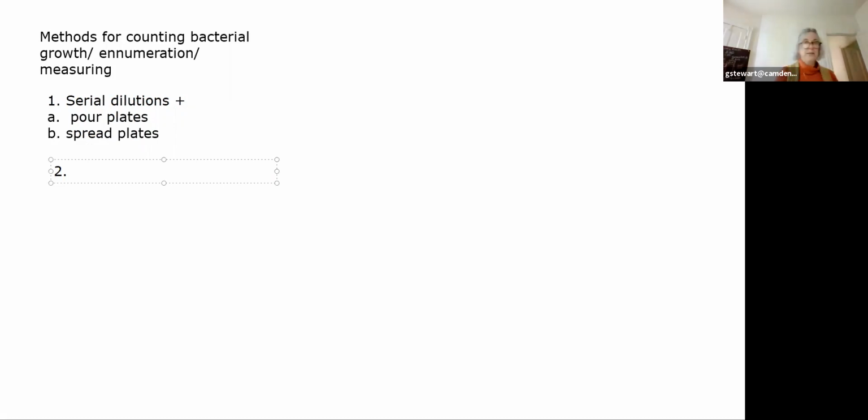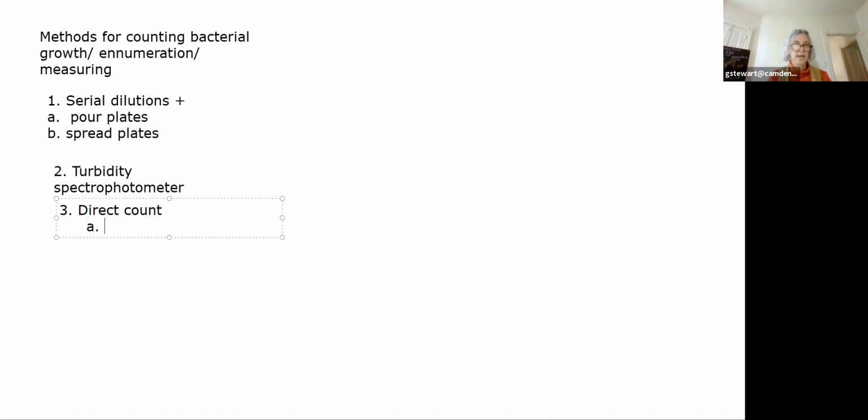Another method would be to measure turbidity. And for that, we're going to need to use a spectrophotometer. And that's important because we're going to talk about spectrophotometers later in the semester, and it will be helpful if you have a little understanding of what a spectrophotometer can do. And then the third method here is just physical counting, called direct count.